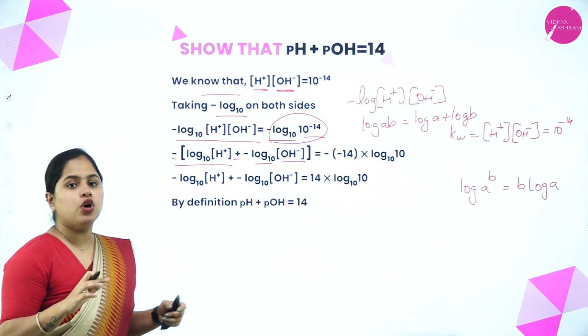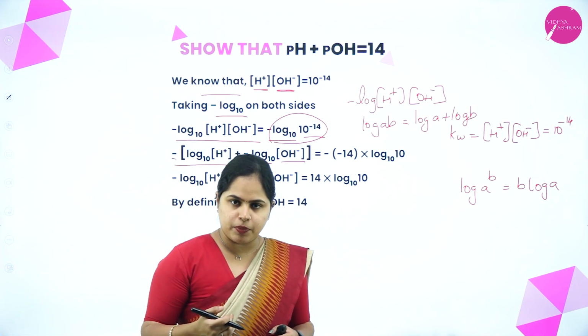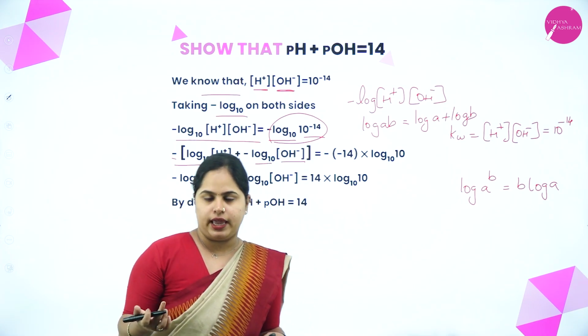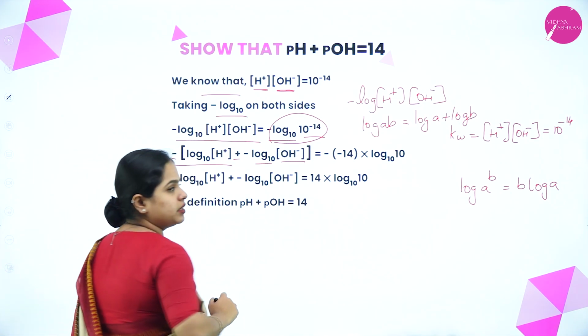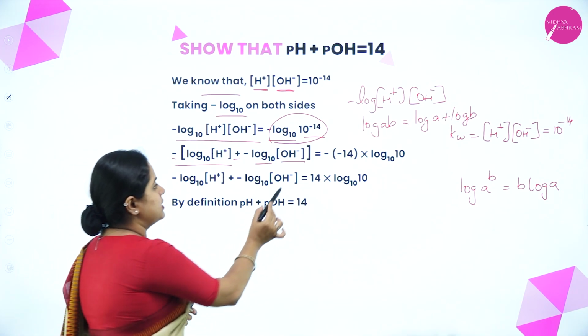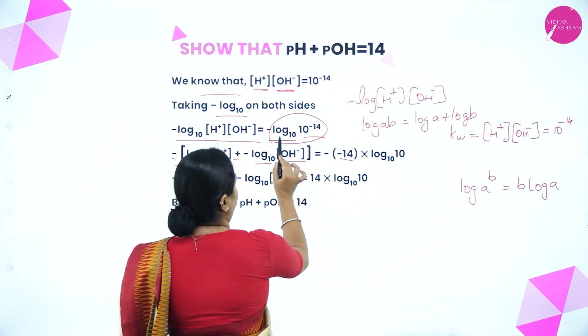So these two log equations are very important. Log AB is equal to log A plus log B, and log A to the power B is equal to B log A. So these two equations are important. So now we are going to expand this in that format. Log 10 to the power minus 14 will be equal to, yes, this will come down, right? Minus 14 into log 10.